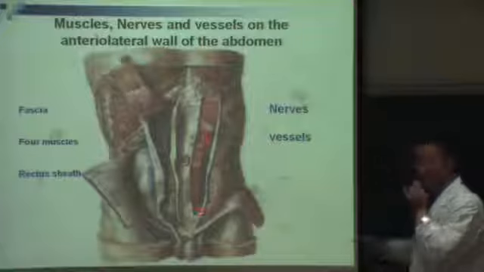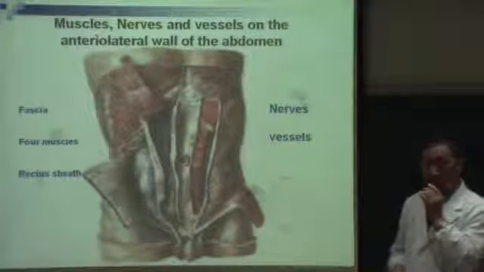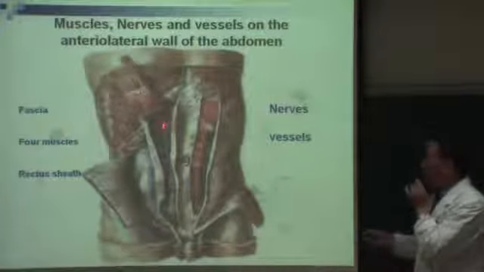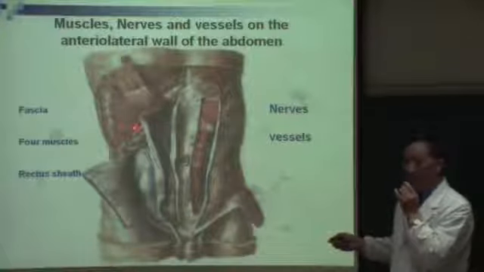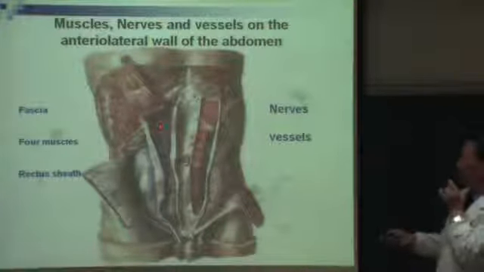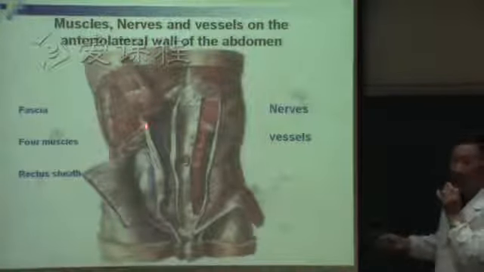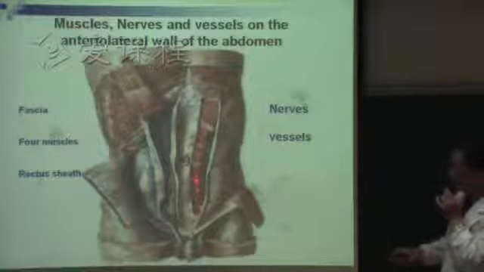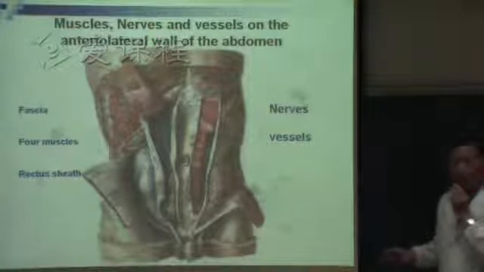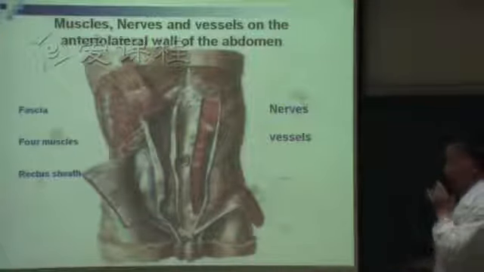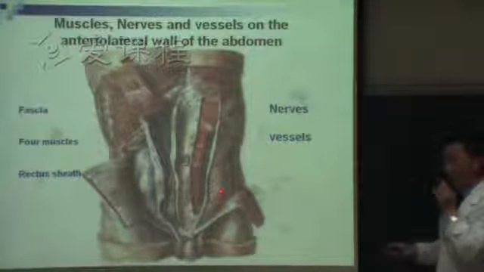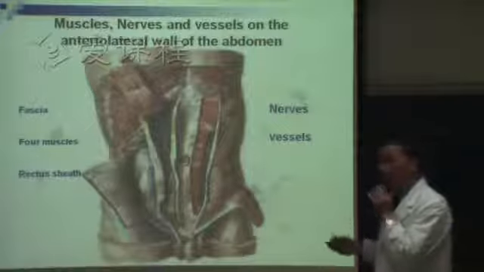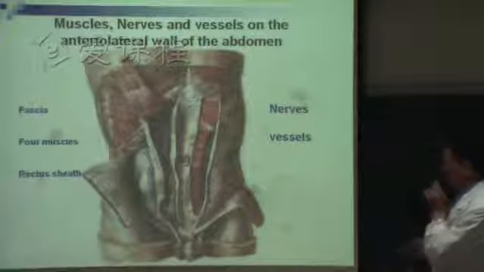What vessels are located in this region? There are maybe 3 arteries. One is this one. What's this? Superior epigastric artery and its vein. And what's this one? Inferior epigastric artery and its vein. And another one here. What's this? Deep iliac circumflex artery and veins.